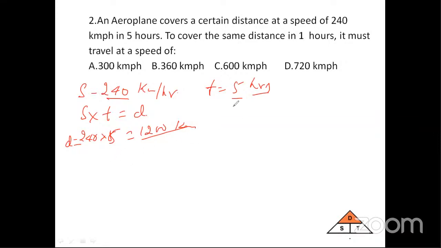Now the question is, to cover the same distance in 1 hour, it must travel at a speed of what? So in the second part, they are telling the distance is the same, that is 1200 kilometers. But the time in the second case is actually 1.5 hours. Something has been missed here. Sorry for the typo. The question is about 1.5 hours, by mistake this has gone here.